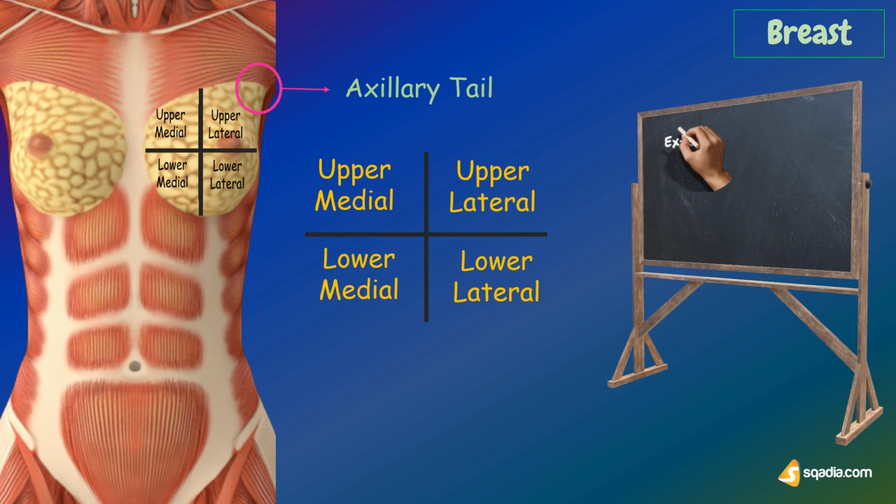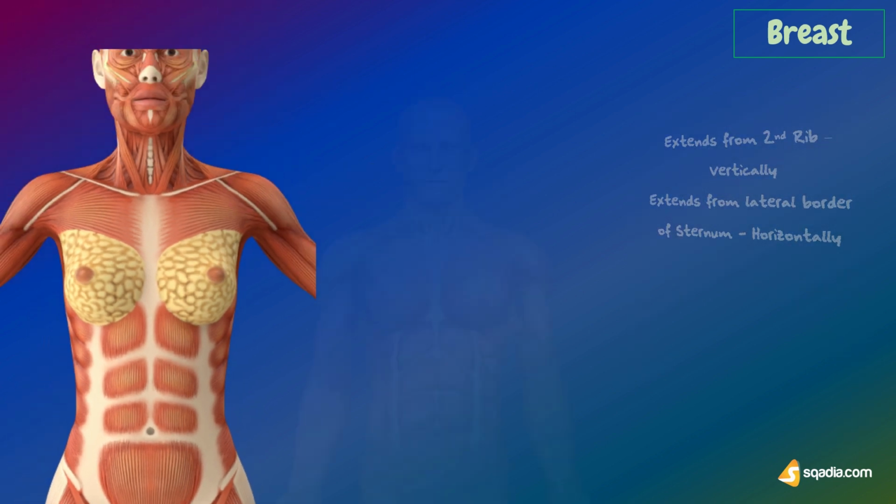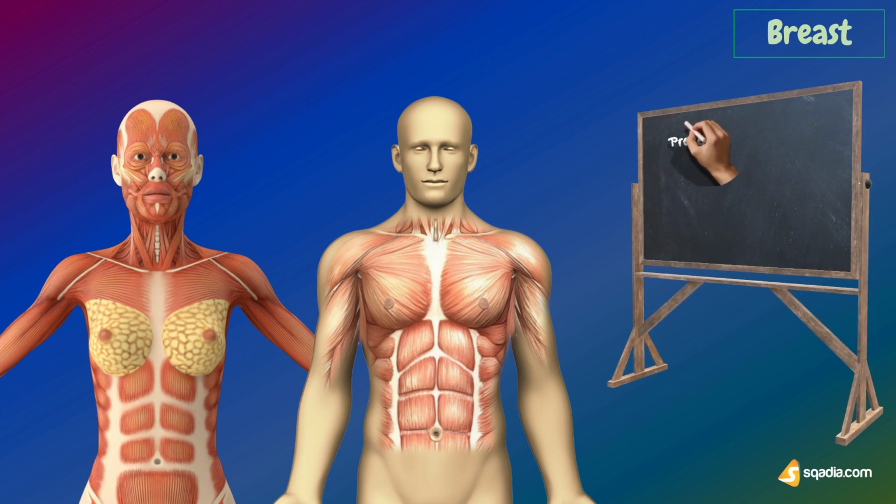Vertically, it extends from the 2nd to the 6th ribs. Horizontally, it extends from the lateral border of the sternum to the mid-axillary line. We will talk about the basic structural features of the breast, as well as lymphatic drainage. The breast is found in both sexes, but is rudimentary in the male. It is well developed in the female after puberty.